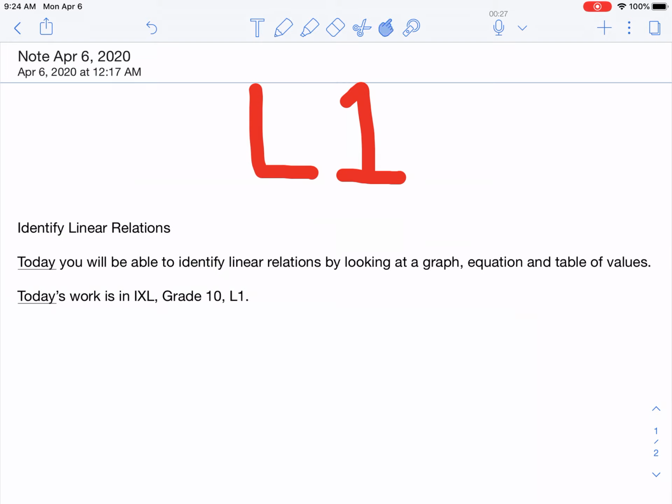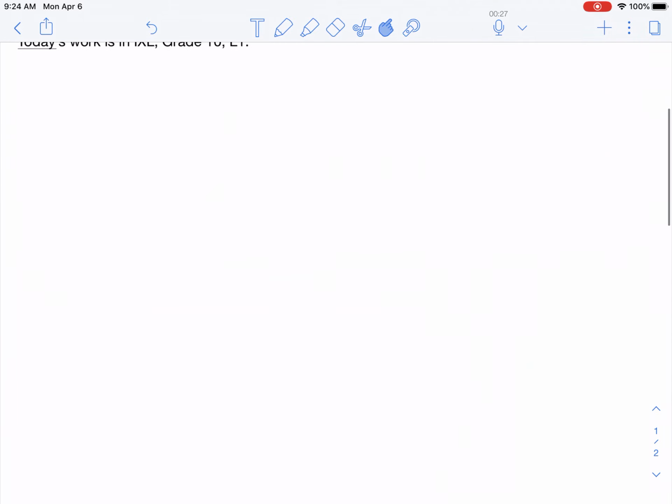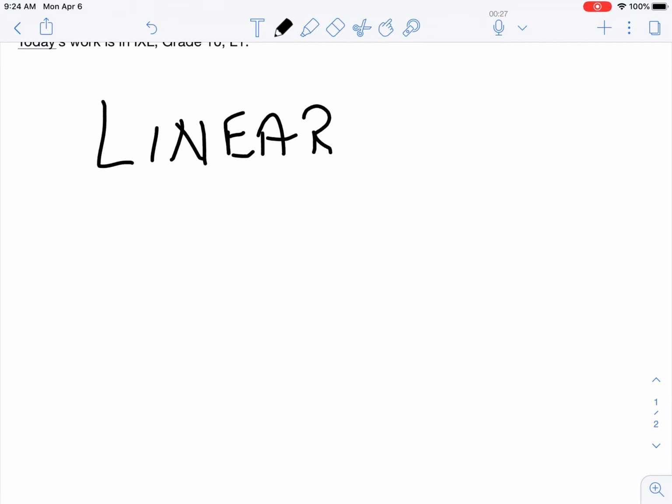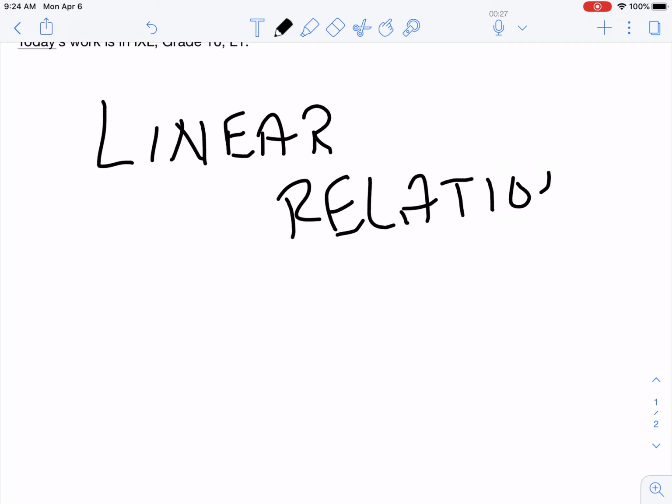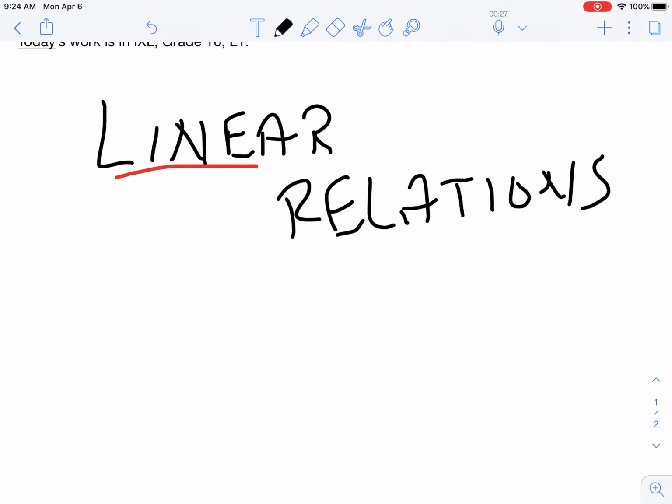So first of all, when we start to look at graphs of linear relations, as it says in the title, linear relations, we can see that the word line is in the word linear relations. So we're looking for graphs of lines. So let's draw a couple of graphs. We're just going to draw the XY axis.